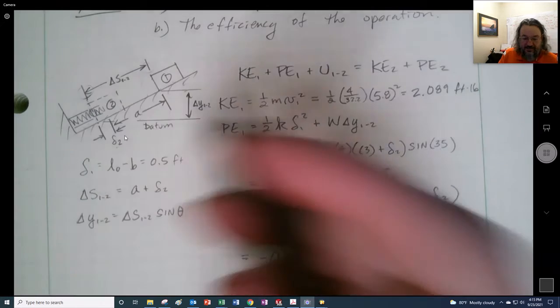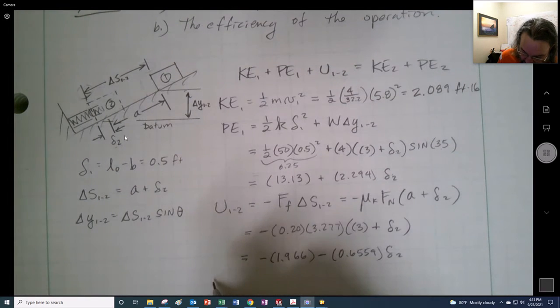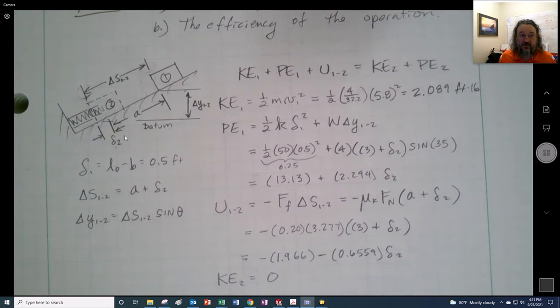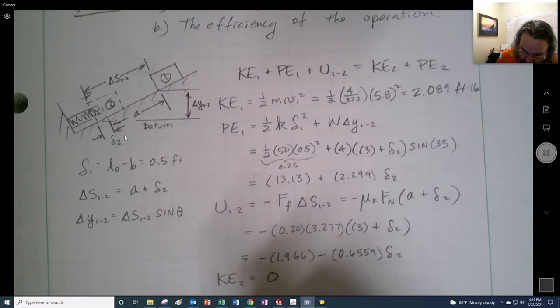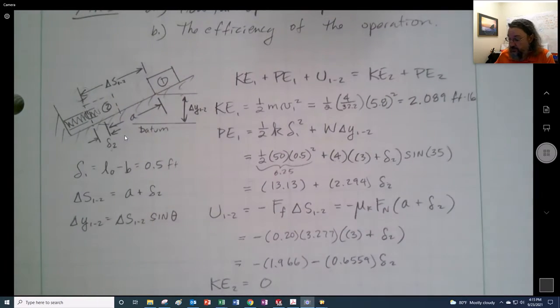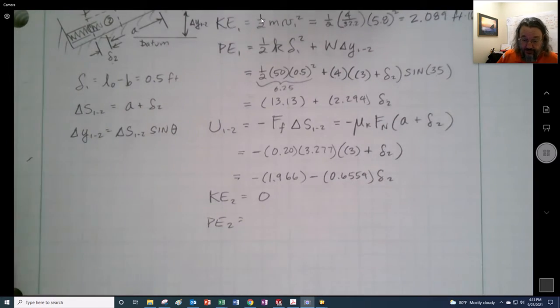Now, when it gets to the bottom and it pauses, woohoo, we got something that at least is a little easy. It pauses, that means the kinetic energy when it gets to state 2 is 0. Great. The potential energy, unfortunately, well, this is going to be at the datum, so that's good. Right, that makes it a little easier to deal with.